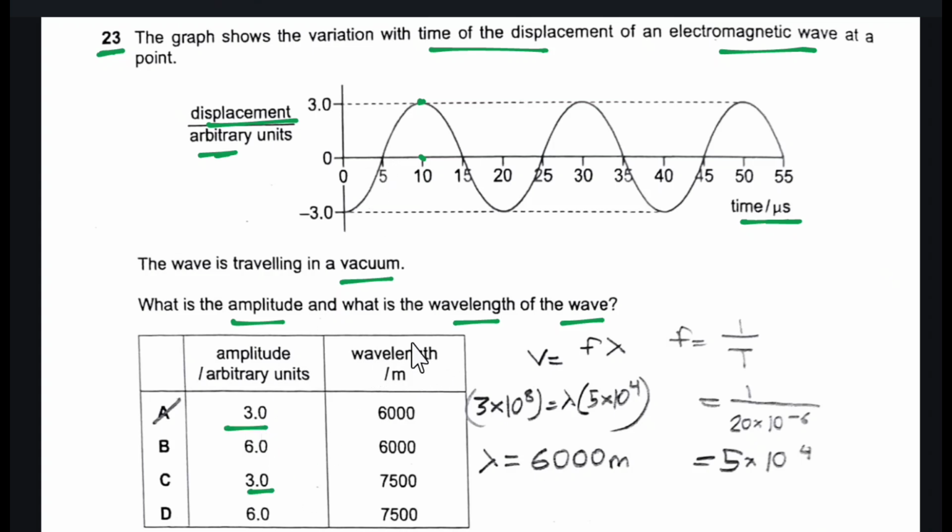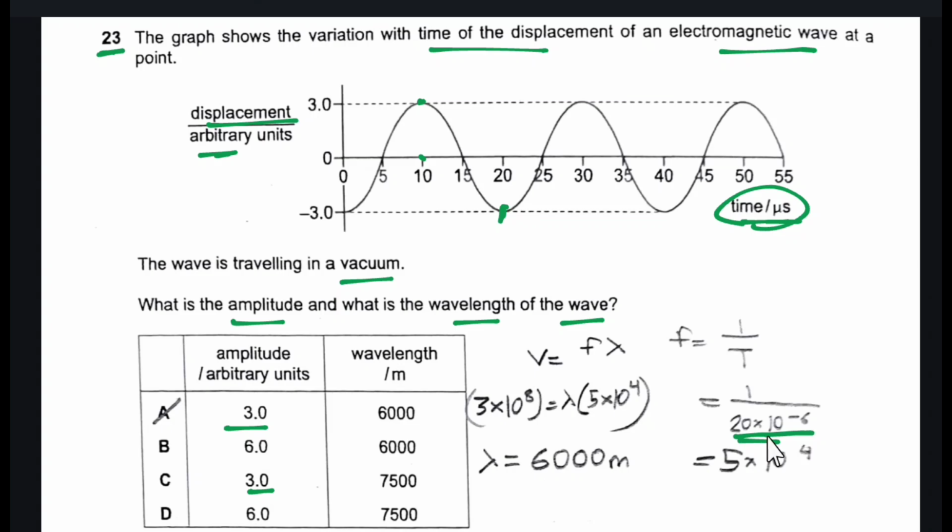Then what is the wavelength? We have been given the time. So what is the time period? That means the time taken to complete one complete wave. So this is one wavelength, so the time period comes to be 20 microseconds. So the time period is 20 microseconds, that is 20 times 10 to the power negative 6 second.